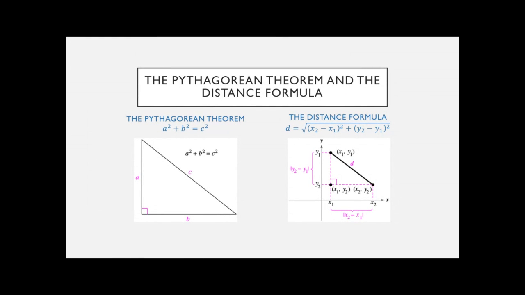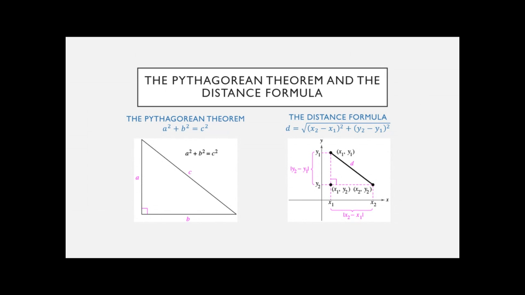So the next thing in this section is about the Pythagorean theorem and the distance formula. I have them side by side because you get the distance formula from using the Pythagorean theorem. The Pythagorean theorem is a geometry equation where you have a right triangle and you have a squared plus b squared equals c squared, and c is the hypotenuse. And this will come up again when we talk about trigonometry, because right angles come up a lot in trigonometry.